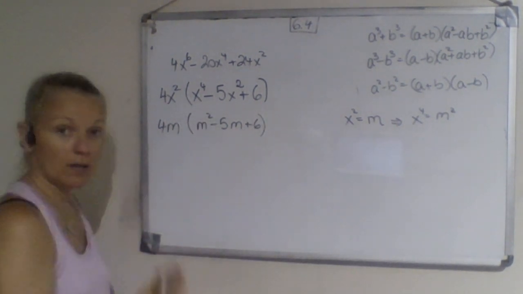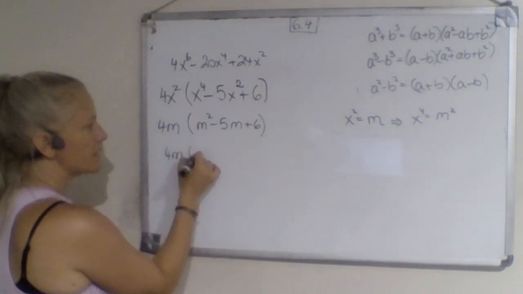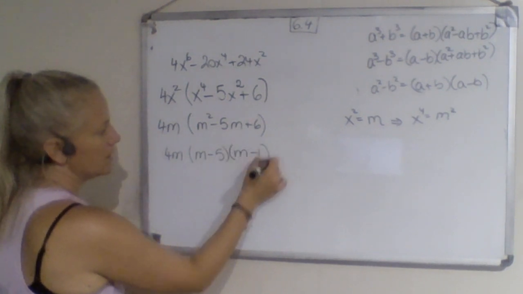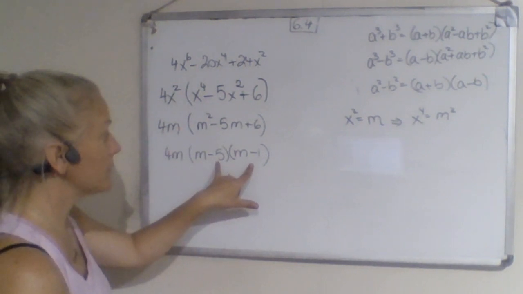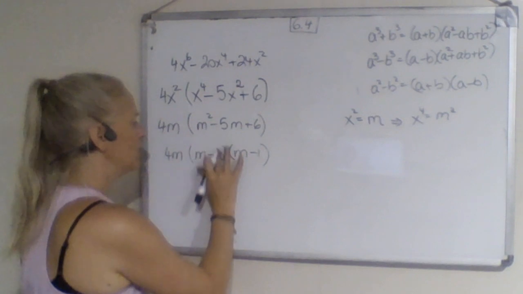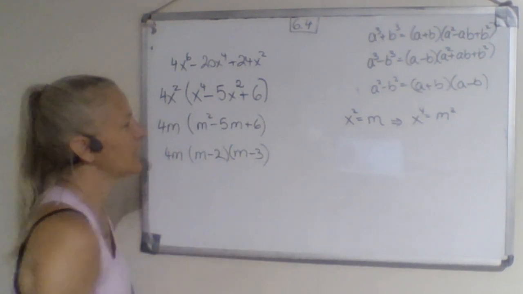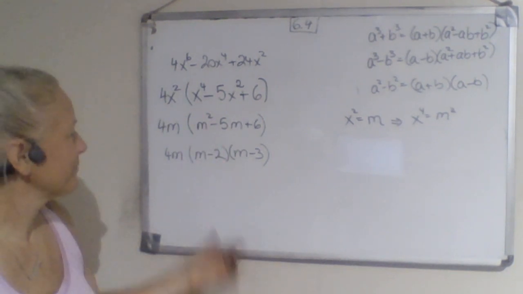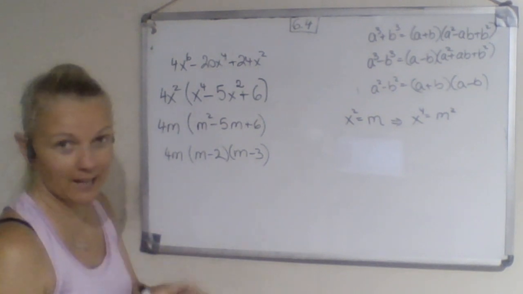This is just a regular factoring. This becomes 4m, parenthesis, m minus 5, m minus 1. Normally I just put the two parentheses. I'm looking for two numbers that multiply to, sorry, this is 6. Okay, this is 2 and 3. They multiply to the positive 6 and add to negative 5. 2 and 3, right? And now that I'm here, I started with x, I can't end with m.